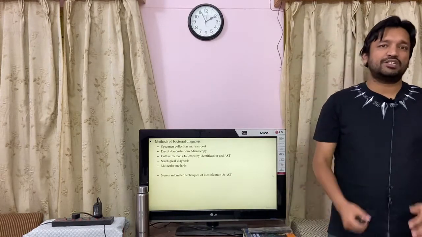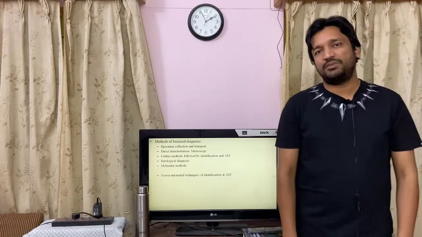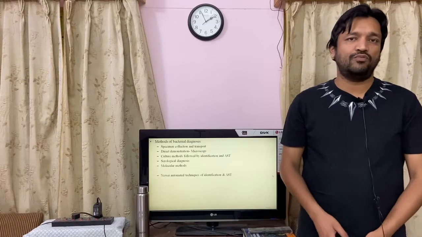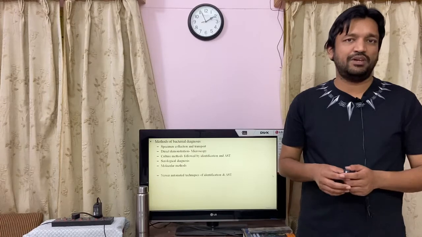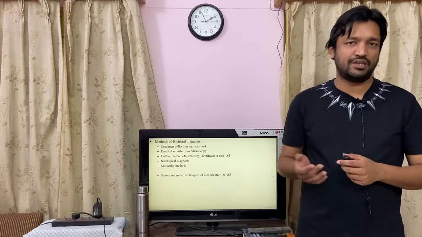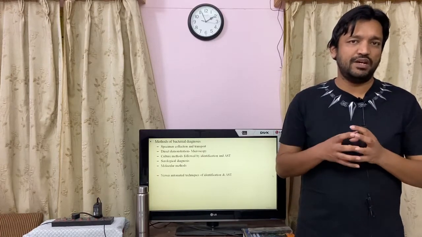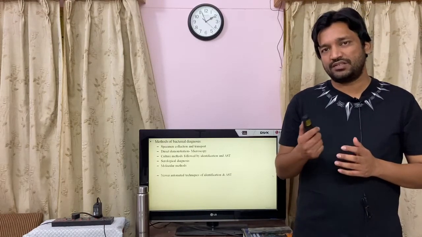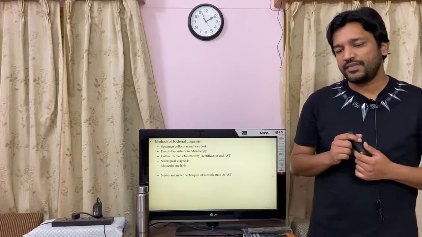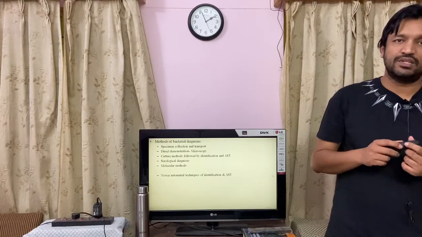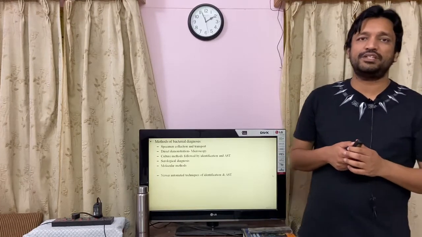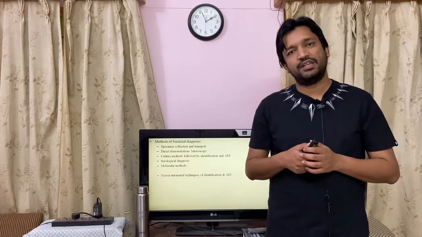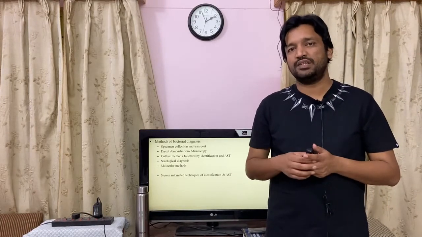Apart from identification, we'll put up antimicrobial susceptibility testing. AST will help us know what drugs are showing as susceptible during the in vitro testing and what drugs are resistant. So based on this data, we will select the most appropriate antimicrobial agent and start treating the patient. Then serological diagnosis, in which we do antigen antibody reactions, and lastly we have molecular methods that include PCR, etc.